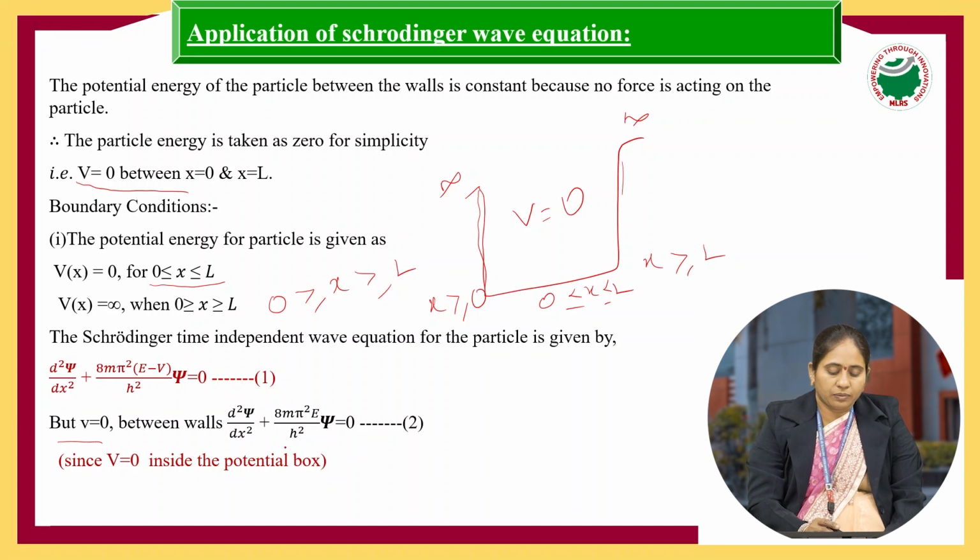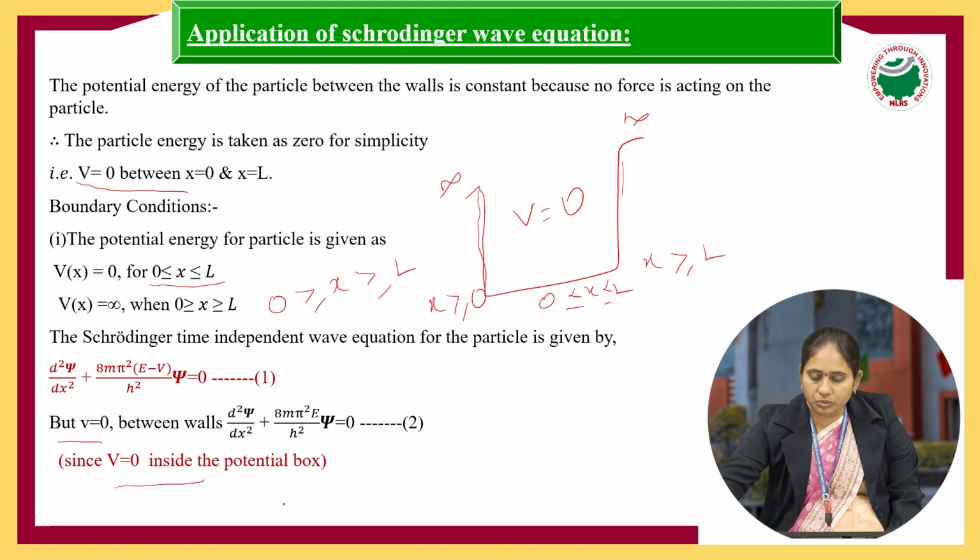By substituting this, we get d square psi by dx square plus 8 pi square m E by h square into psi is equal to 0. So after substituting V is equal to 0, we will get this equation, that is equation number 2.